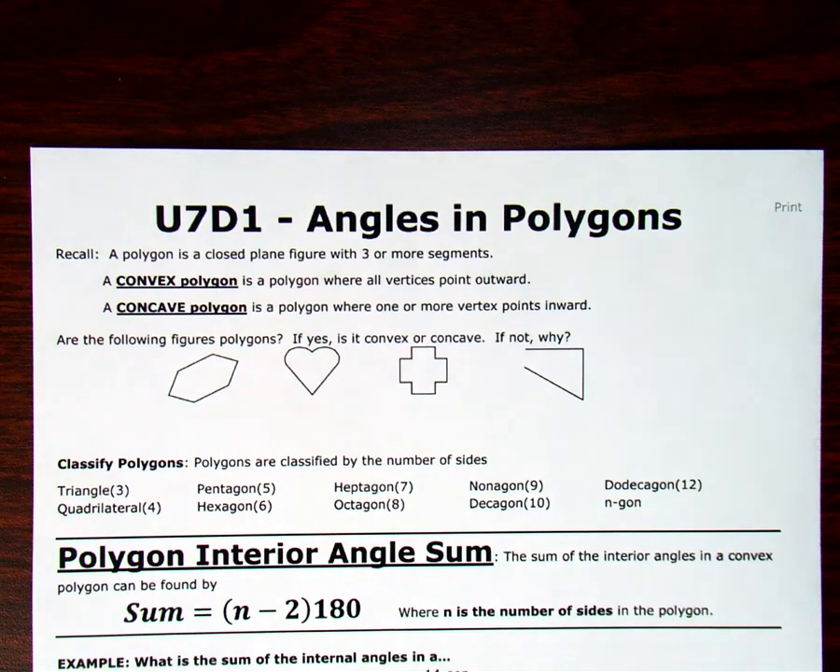Hi, welcome to our new unit, Unit 7. We're going to be talking about mostly quadrilaterals, but we're going to start with a foundation in polygons. Remember, a polygon is a closed plane figure with 3 or more segments.